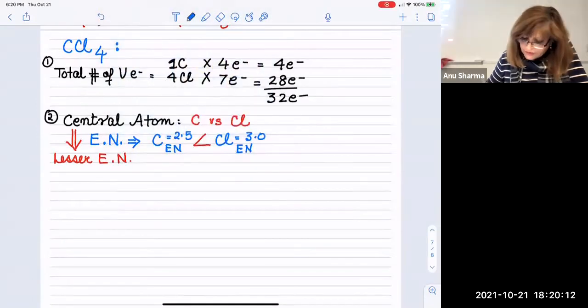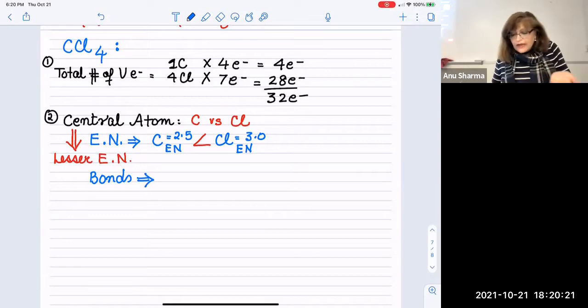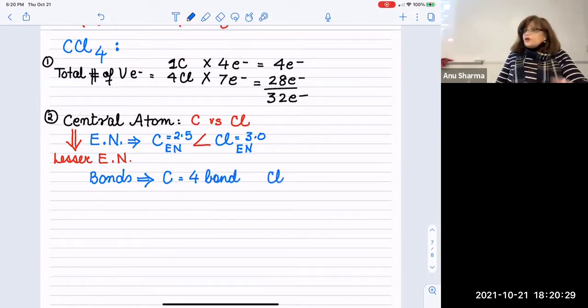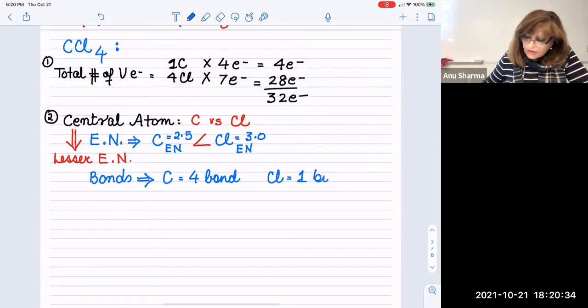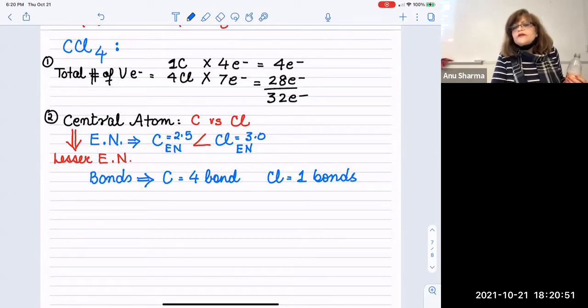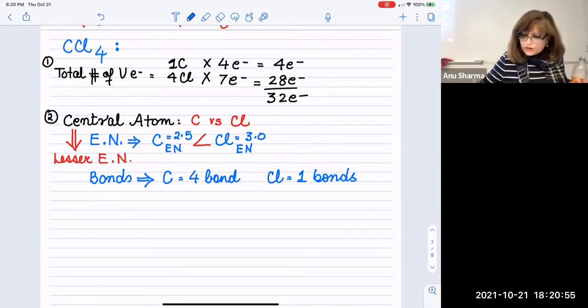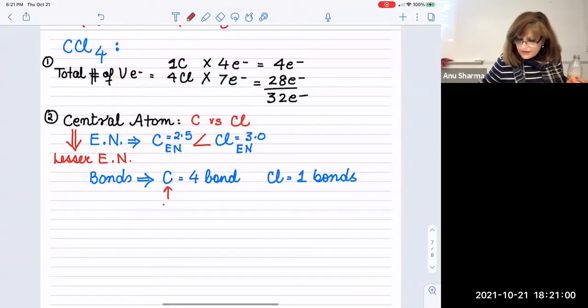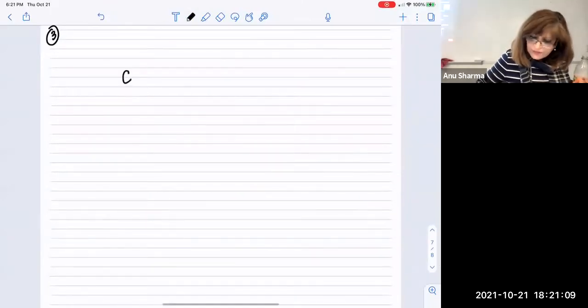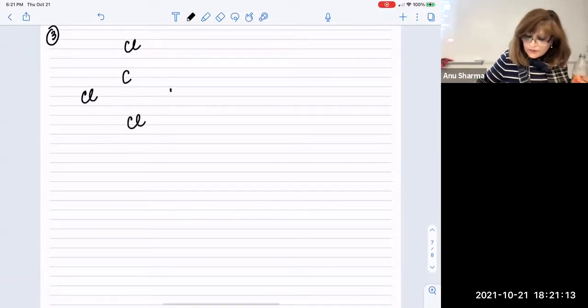Besides that, we also have to check the bonds. Carbon, when connected to chlorine, can make a maximum of 4 bonds. And chlorine is connected to carbon, which is a lower electronegativity, so chlorine will only make 1 bond. Chlorine can make 3, 5, and 7 bonds only if it is connected to oxygen or another higher electronegativity atom like fluorine. But here it is connected to carbon, so only 1 bond. So carbon gets to be in the center. Place carbon in the center and put the chlorines outside.